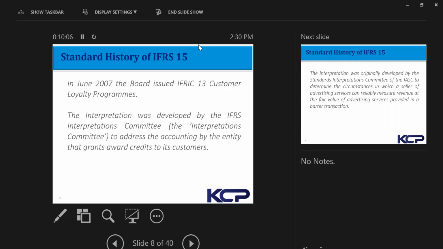Oftentimes you will have visited a spa and they will give you a particular card, they call it a loyalty card. When you reach certain points, you can then take anything of equivalent value for free. How do you account for it? That was what this sought to address, as the lacuna in the then IAS 18. Do you understand?